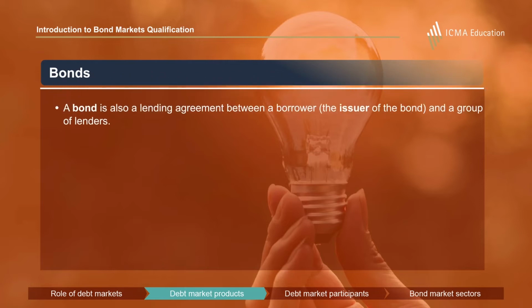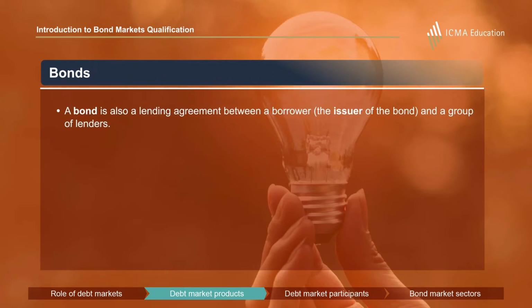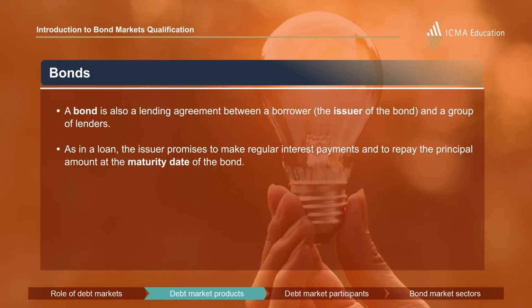A bond, like a loan, is also a lending agreement between a borrower, the issuer of the bond, and a group of lenders. Just like in a loan, the issuer promises to make regular interest payments and promises to repay the principal amount at the maturity date of the bond.